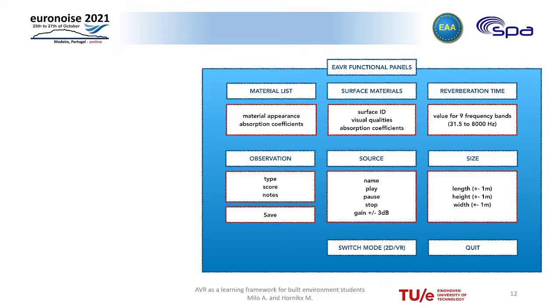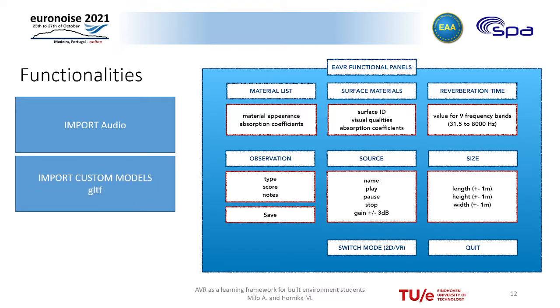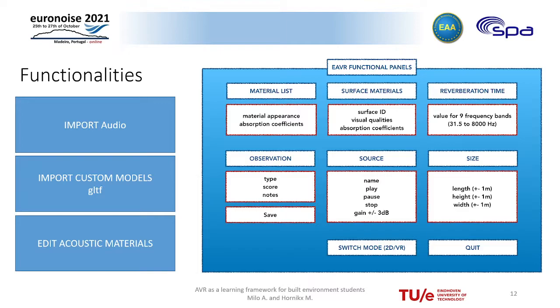On the right, we have a panel to play sources, to stop sources, to change the gain for the source, minus and plus 3 dB, and select the source. And finally, we have a panel to increase or decrease the size of the room. We also added the possibility to import custom anechoic audio files in a dedicated folder. We added the possibility to import custom models, which were previously exported as GLTF from SketchUp, and we added the possibility to edit acoustic materials.